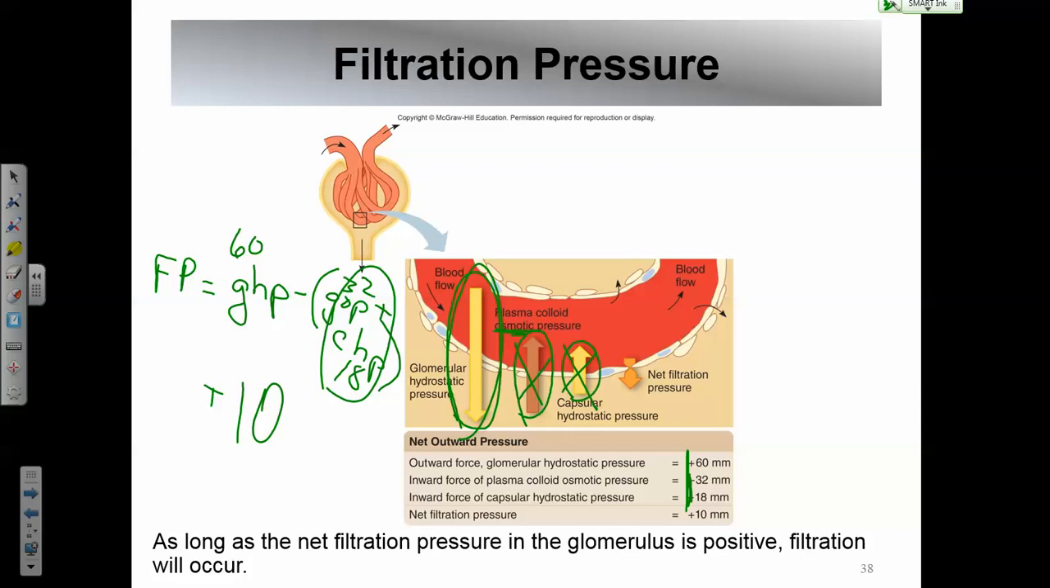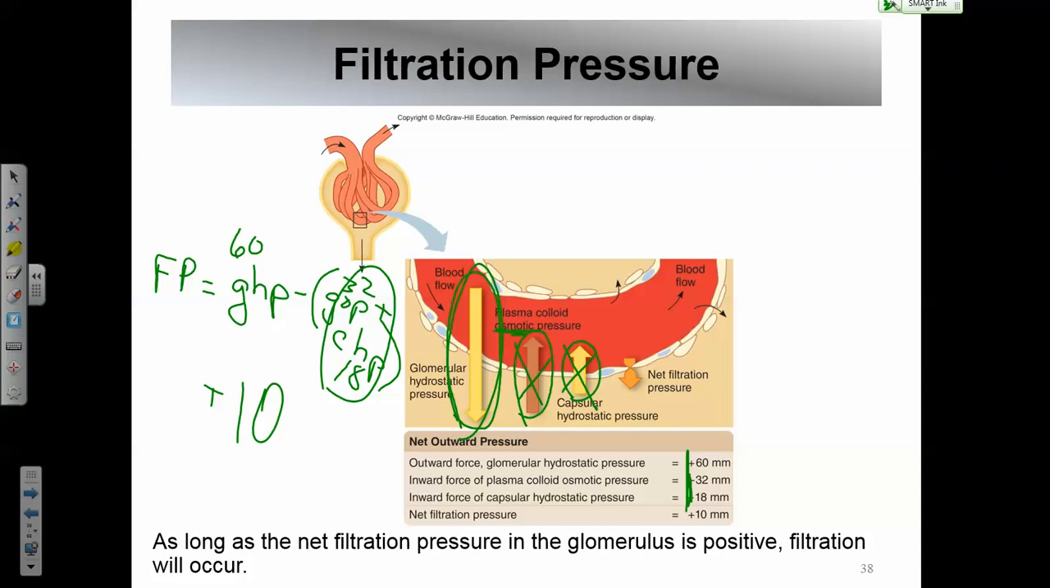Do you see how any body condition which would affect these three pressures is going to affect the rate of filtration? So think about this. Have you ever heard that really high blood pressure can affect the kidneys? It's going to raise that glomerular hydrostatic pressure so much that it literally could blow out the glomerular capillaries, which could cause kidney failure.